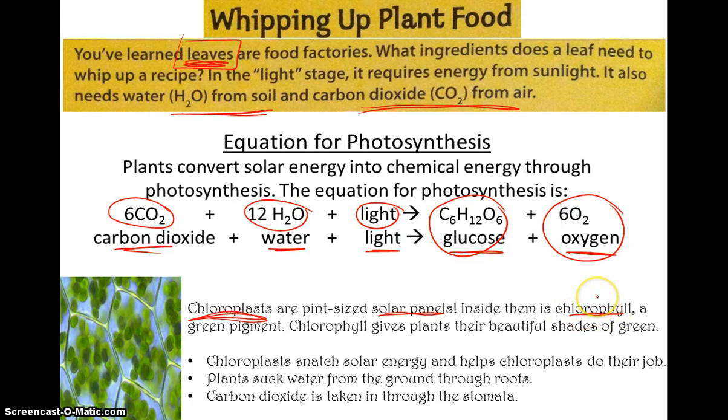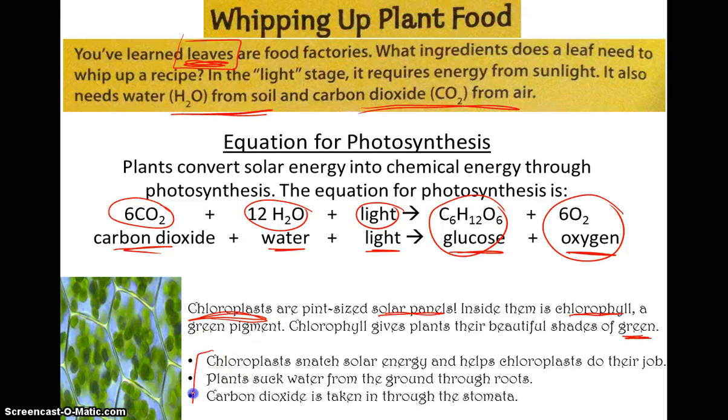And really the chlorophyll is what can soak in that sunlight. Okay, it's what can soak in that light energy. And chlorophyll is actually what gives plants their green color, because it's a pigment that reflects the color green, so you see green when you look at a plant.